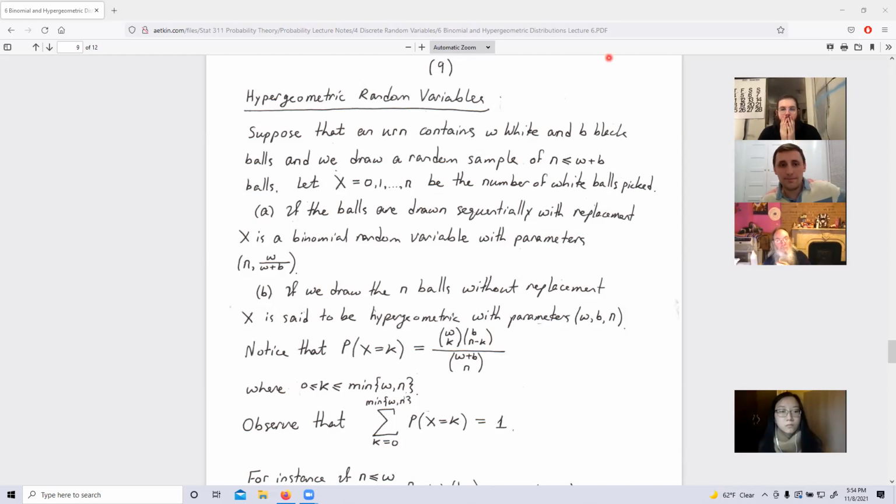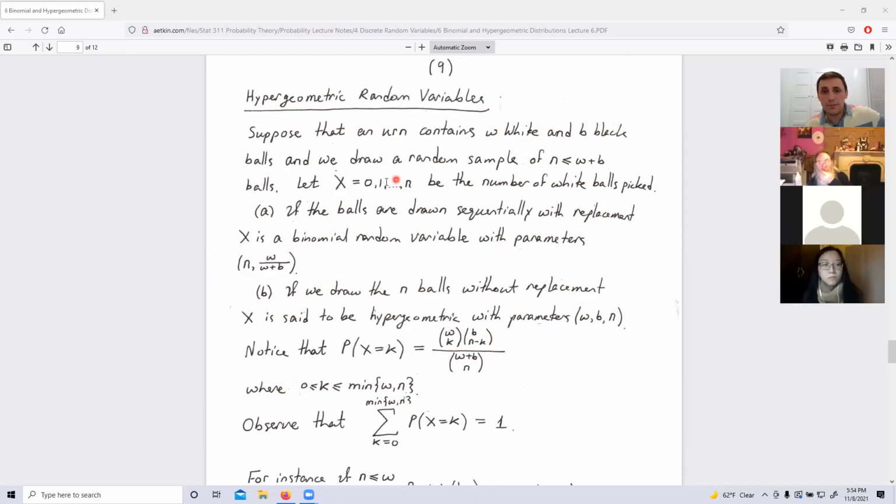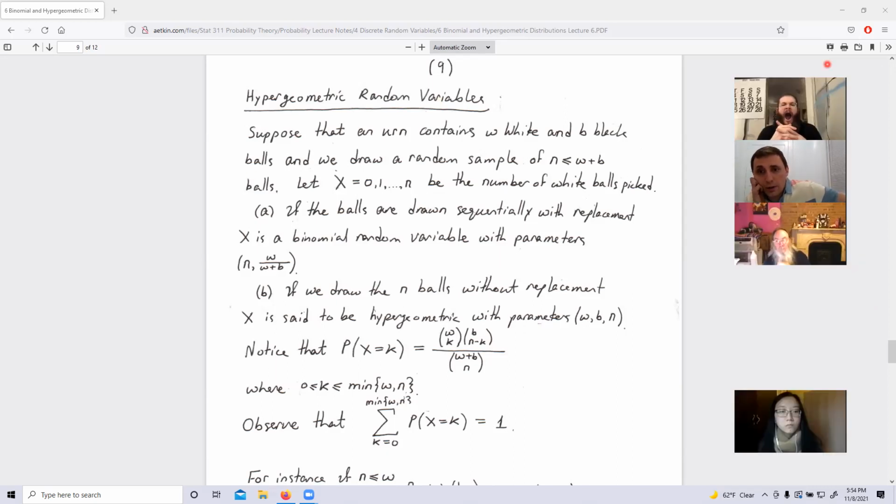But what is this thing doing? It's very similar to binomial, except that sampling is done without replacement, so each trial is not independent of the previous one.